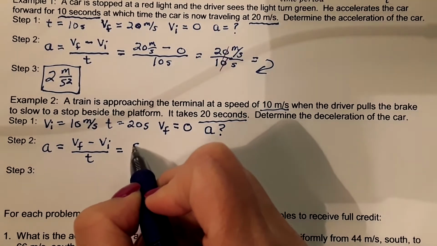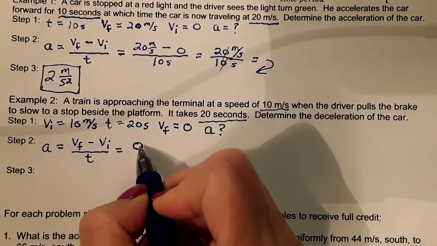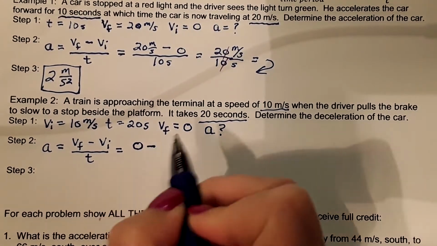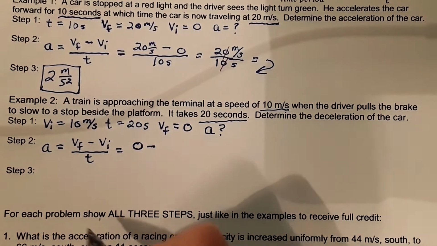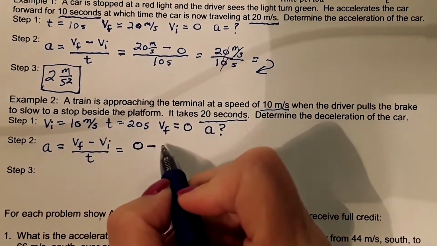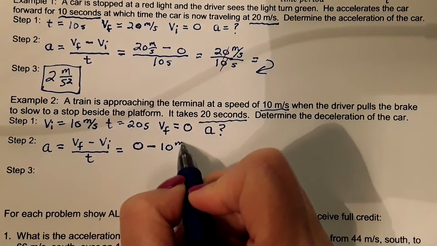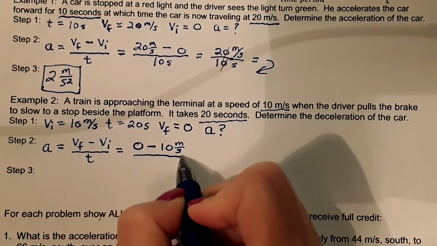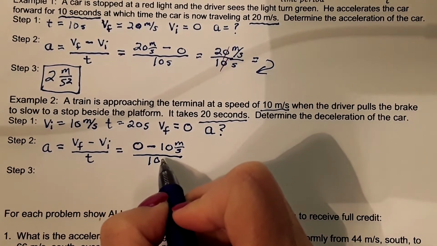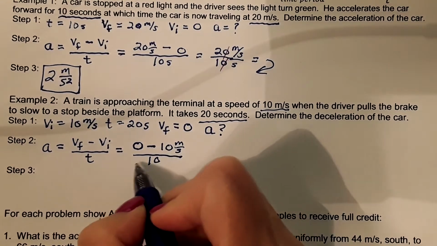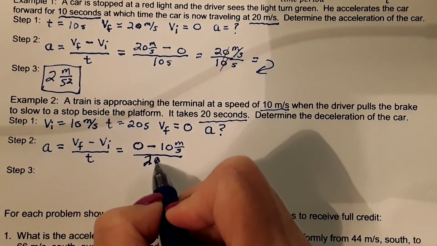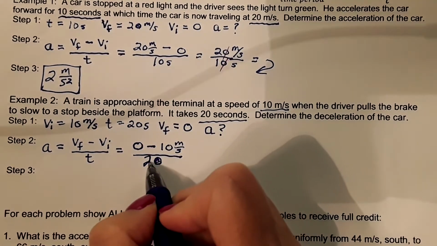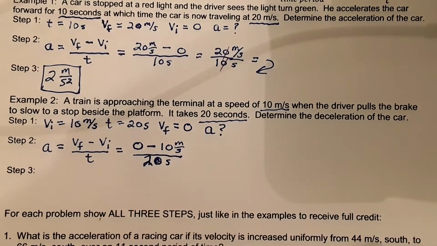V sub F is 0. Always put the final first. Even if it's 0, there's a reason. You're going to see in a moment why we do it this way. And then the initial is 10 meters per second. And we're going to divide by 20 seconds. Sorry, I'm getting them confused with the ones from above. Okay, there we go. All right.